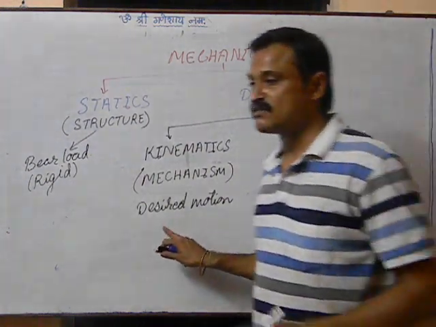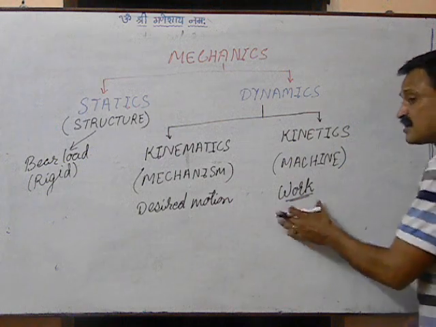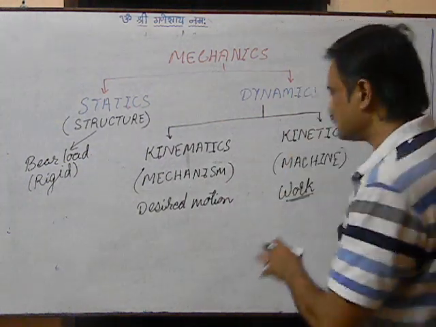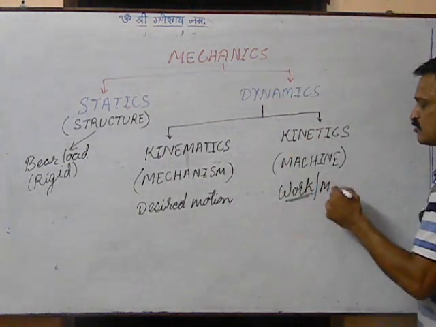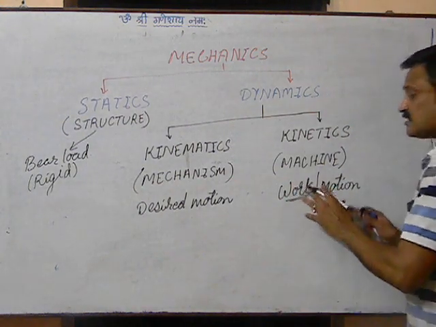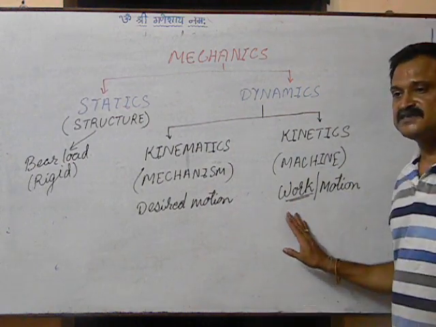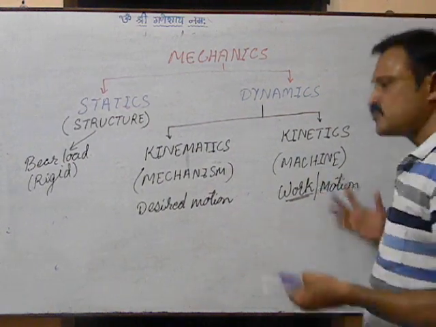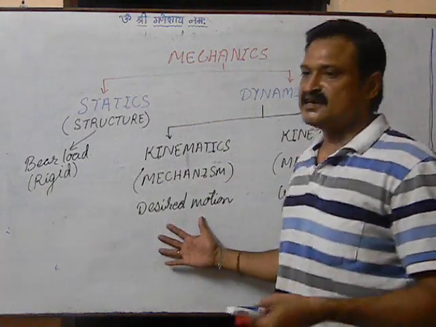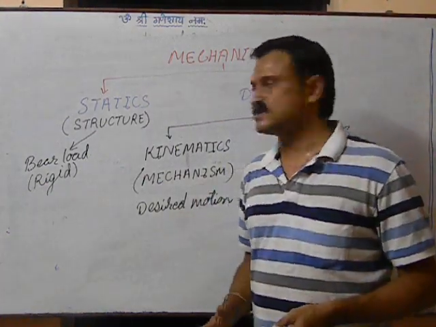So here we are talking about only motion. Here we are talking about work with determinate motion. So work and motion both are involved in case of kinetics. So the input in case of this is forces or energy, output is work done. Here in case of mechanism, input is motion, output is desired motion, right?